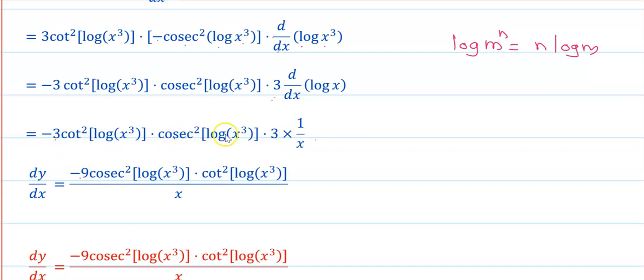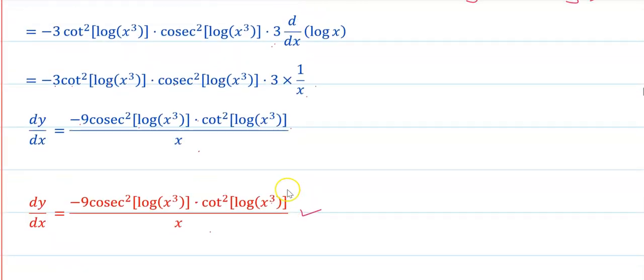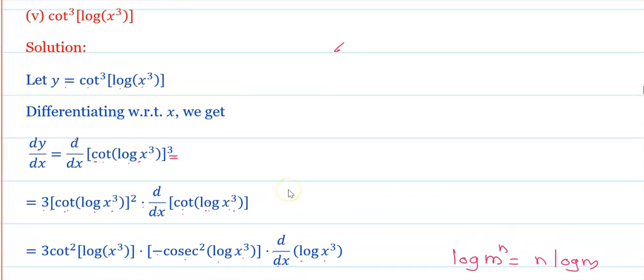Okay, cosec square log of x cube into cot square log of x cube, and this divided by x. Okay, and hence dy by dx is equals to minus 9 cosec square log of x cube into cot square log of x cube upon x, and in this way we have cleared it. Okay, now the next पुन्हा तुम्ही इथे बघू शकताय.